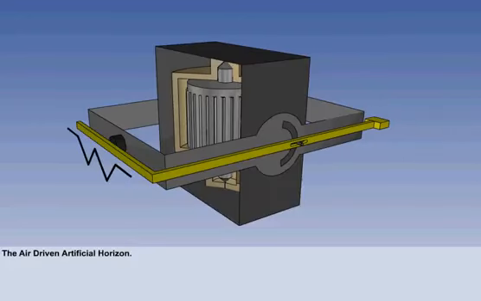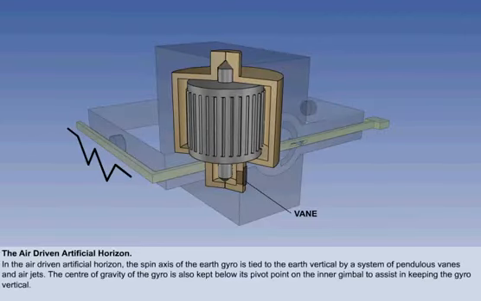The Earth gyro in the artificial horizon or attitude indicator may be air-driven or electrically driven. Let's look at the air-driven version first, and the errors associated with it. In the air-driven artificial horizon, the spin axis of the Earth gyro is tied to the Earth vertical by a system of pendulous vanes and air jets. Any tendency for the gyro to topple is counteracted by the precessed reactive force from the air jets. The centre of gravity of the gyro is also kept below its pivot point on the inner gimbal to assist in keeping the gyro vertical when not in use.